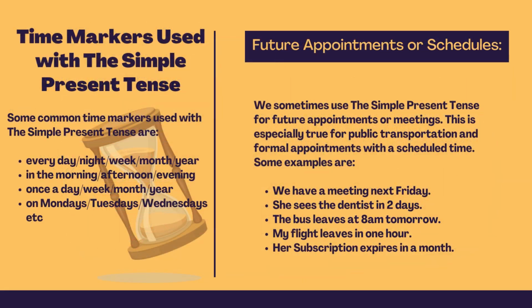And finally, we use the present simple tense sometimes for future appointments or meetings or schedules. And this is especially true for public transportation and formal appointments with a scheduled time. For example, I have a meeting next Friday. She sees the dentist in 2 days. Now, to use the present simple tense to refer to the future, you need a time marker. Now, a time marker is just a word that indicates a time in the future.